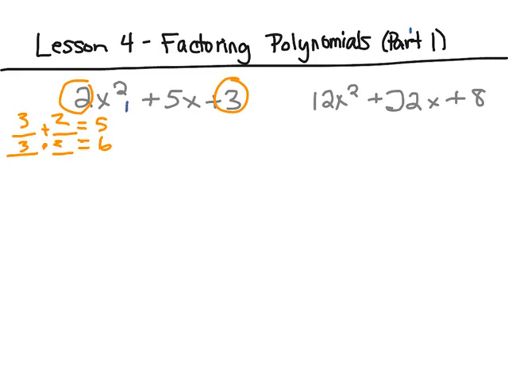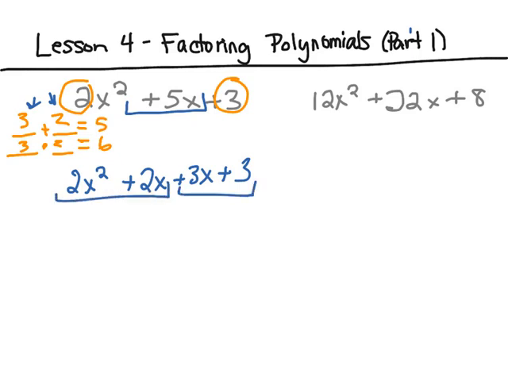Now you can't go straight to brackets. What you're going to do is split up your middle term, and instead of writing 5x, you're going to write 3x and 2x. So 2x squared plus 2x plus 3x plus 3. So it's the same thing, but we just broke it up. Now we're going to split it into two groups and divide out your GCF. So our GCF here is 2x, and our GCF here is 3.